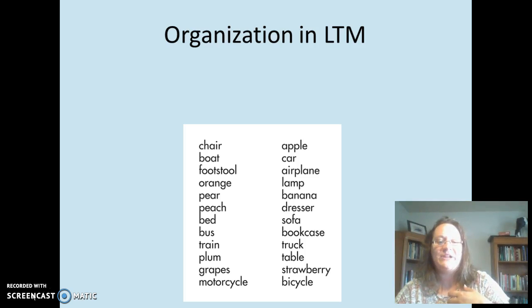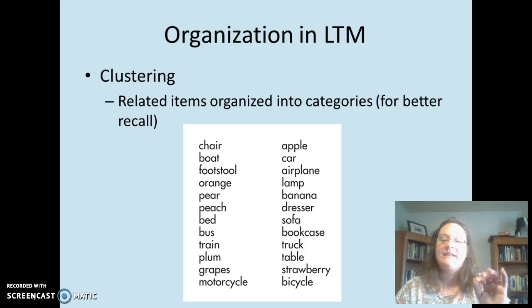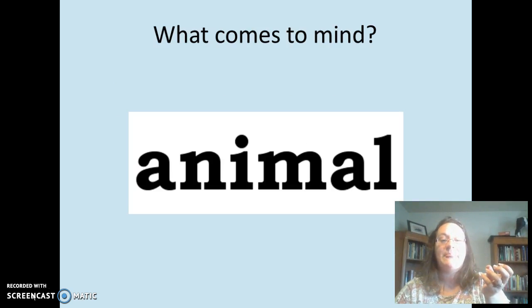Organization and long-term memory. Another idea is that we might take our long-term memories and kind of cluster them. So we put these related items into categories. If you look at this graphic, you can imagine what you might put together. So maybe fruit, furniture, and methods of transportation. We'll take those related items and organize them in our brain to help us remember them better.